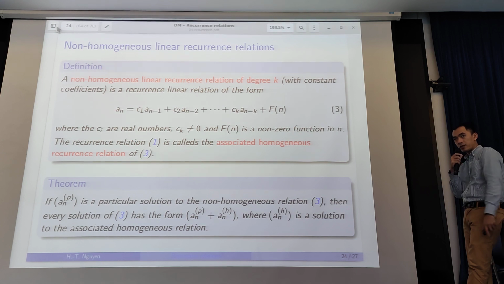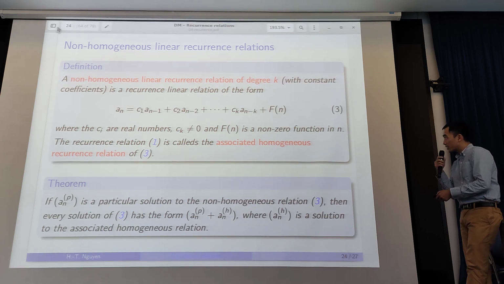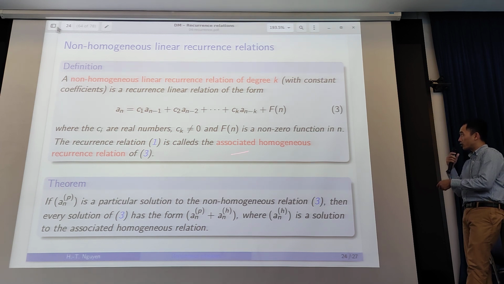So now it becomes less complicated. Instead of trying to find all the solutions in a general way, we only need to find a particular solution to this relation. Then we solve the corresponding homogeneous relation, and you add the particular solution. You have all the solutions of this one.